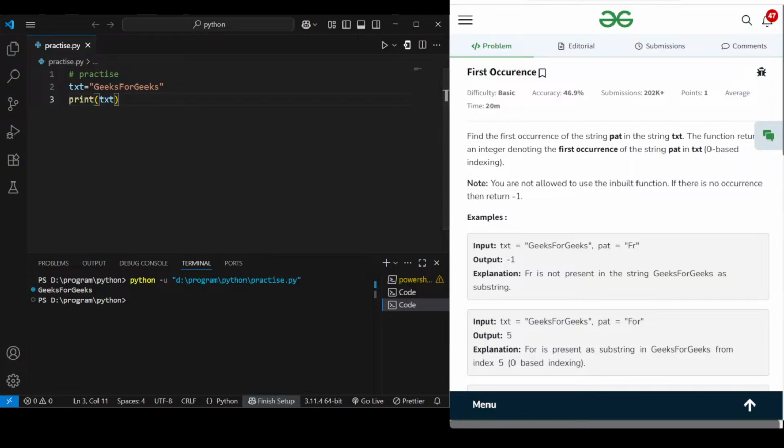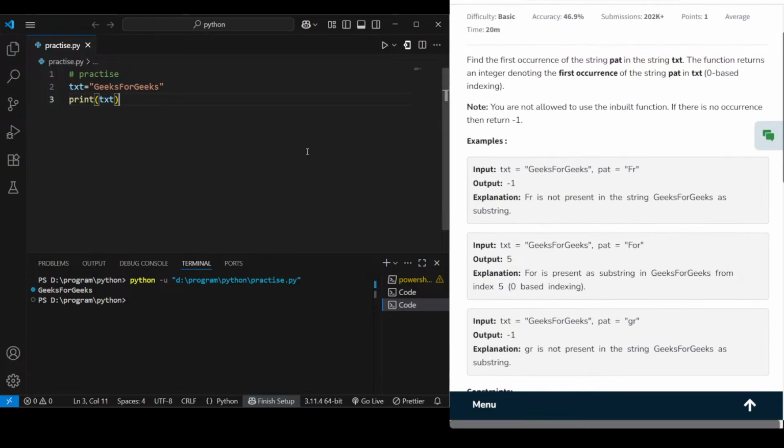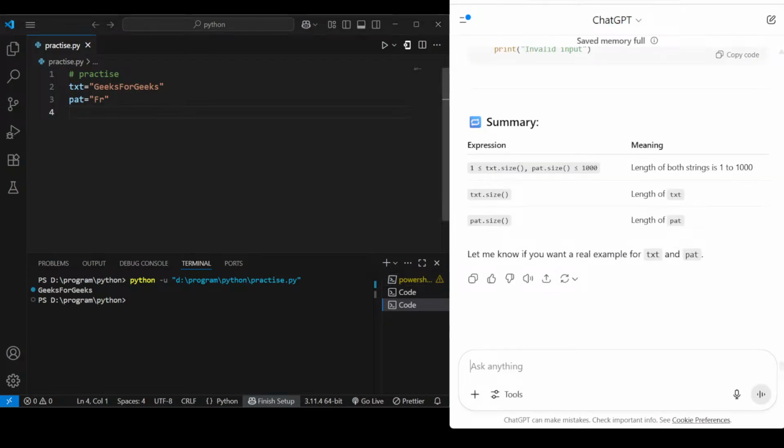Fine. Now we need to match the pattern. Let's give pat equal to fr. Now we need to match the pattern. Okay. I don't have any idea. I am new to this, so I need to learn. How can we match the pattern here? Hmm.